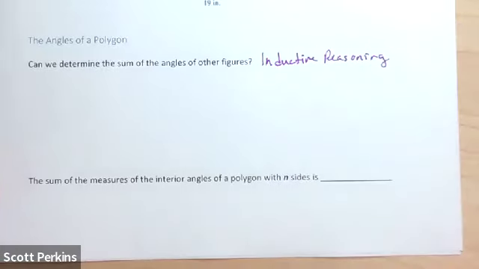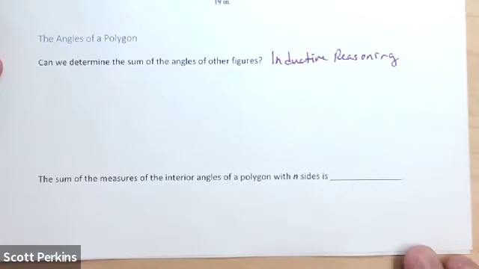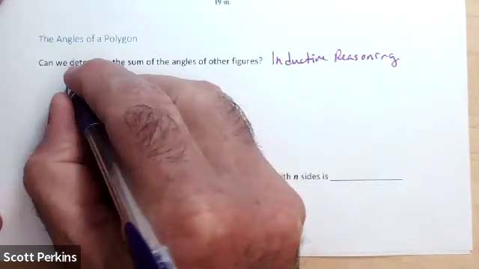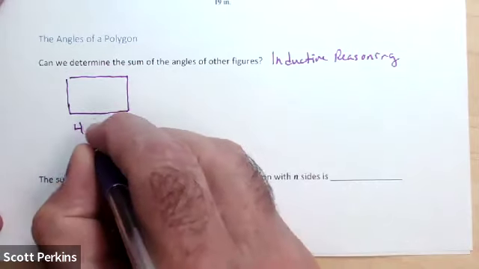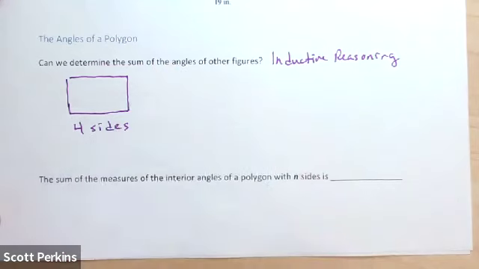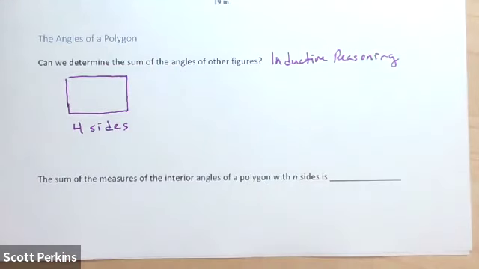Inductive reasoning, remember, means I am going to look for a pattern, and I'm going to make a general statement from that pattern. What I'm going to do is draw some figures, and you're going to help me determine if there's a relationship. So, for instance, here's a 4-sided figure. This figure right here has 4 sides. I've drawn a rectangle, but it doesn't matter if it was a rectangle or something else.